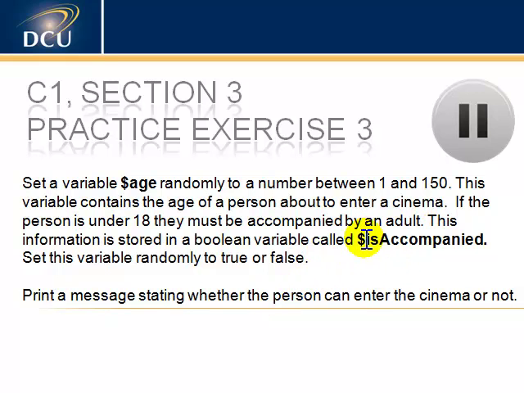So we can see that the value of this Boolean variable isAccompanied is going to be true or false, and the person is either accompanied or they're not. It's a yes or no. We're going to randomly set this to true or false, and then we're going to print a message to the user saying whether they can enter the cinema or not.